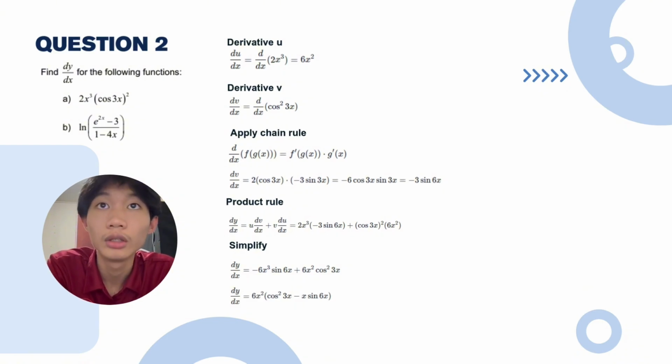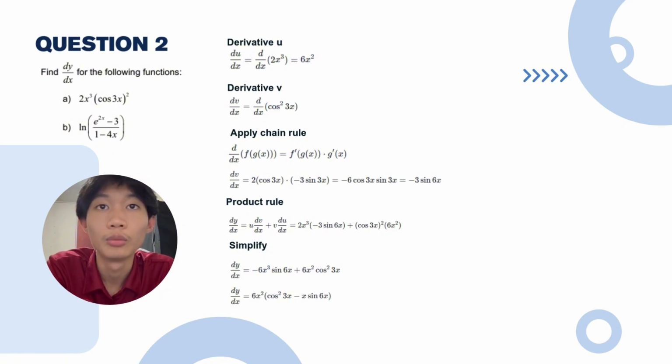For the derivative of v, dv over dx equals d over dx of cos squared 3x. Next, we need to apply the chain rule. From the formula given, the answer is dv over dx equals 2 times cos 3x times negative 3 sin 3x, which is equal to negative 6 cos 3x sin 3x, equal to negative 3 sin 6x.